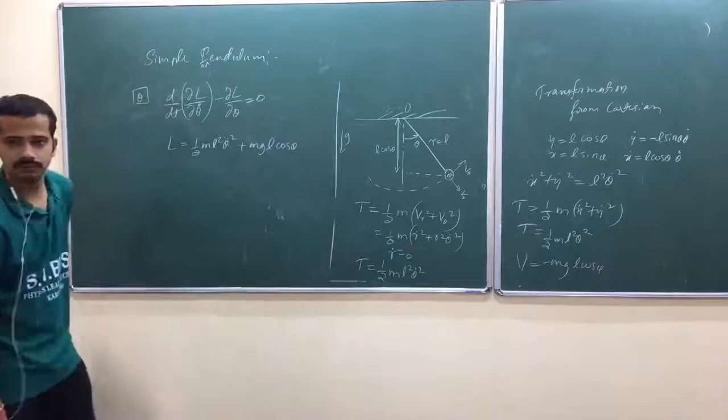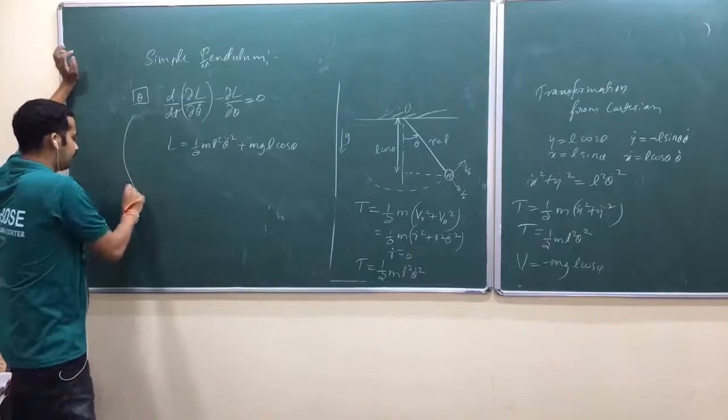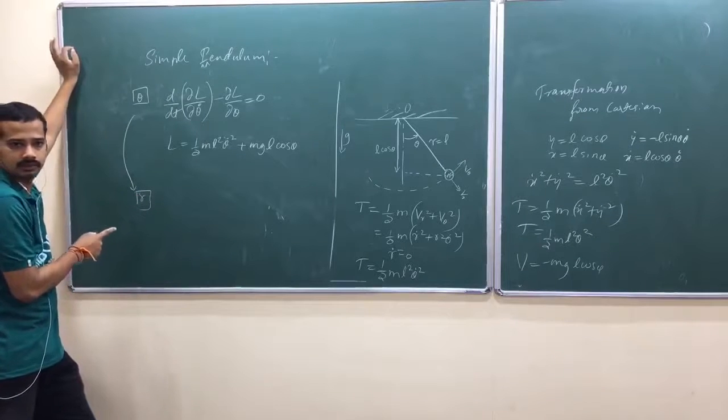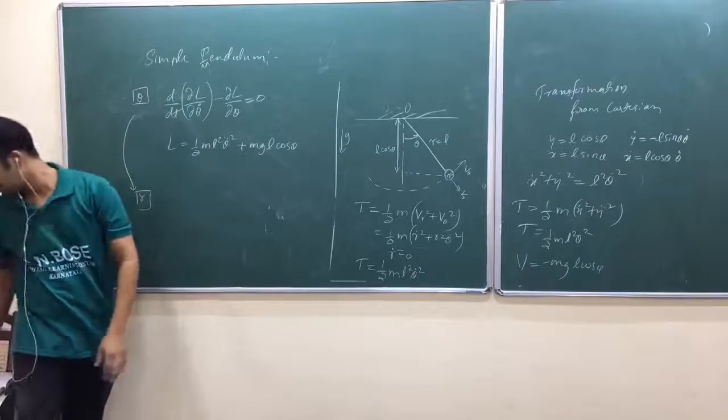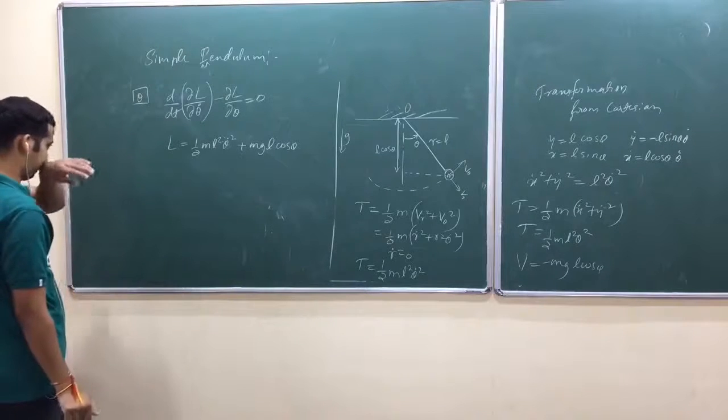Plus mgl cos theta, t minus v. There is no other part, r part of the differential equation, because that coordinate is eliminated. Is that okay? That coordinate is eliminated.